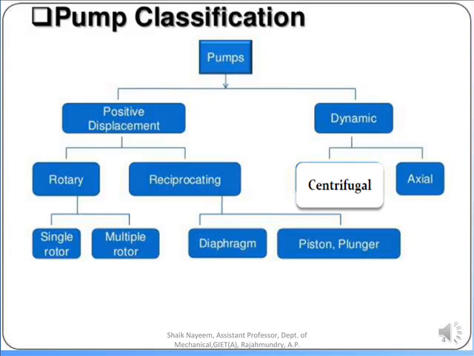Then coming to pump classification, pumps are divided into two types. First one is positive displacement, second one is dynamic pump. So positive displacement pumps are again divided into two types. First one is rotary, second one is reciprocating. Dynamic is again divided into two types. First one is centrifugal, second one is axial.